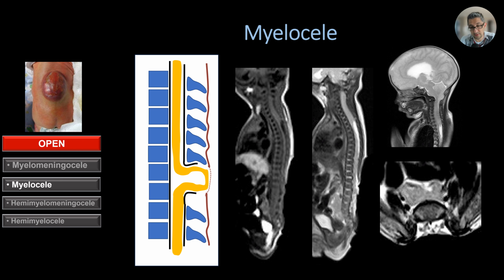So when there is myelocele, it's similar to myelomeningocele. It's extremely rare, and they're also associated with Chiari 2 malformation. And as you can see here, the difference from myelomeningocele is that there is no outpouching of the CSF spaces. It's only the neural elements.